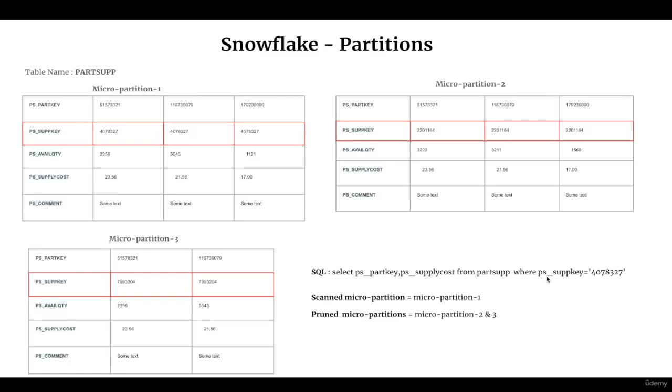So if I say where PS_SUPPKEY is equal to this, it's quite obvious that Snowflake knows this is the micro-partition where this value resides. So it's only going to scan micro-partition 1. In other words, it's going to prune micro-partitions 2 and 3. So that's how, on a high level, you optimize the way your data is distributed in tables and how you scan the data inside your tables.